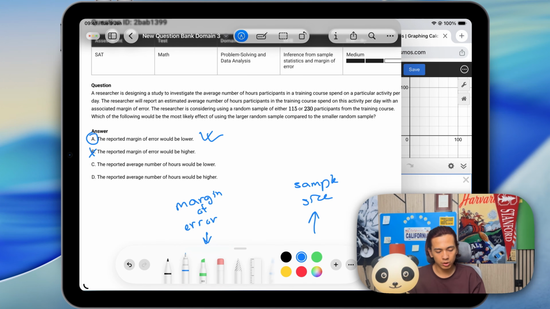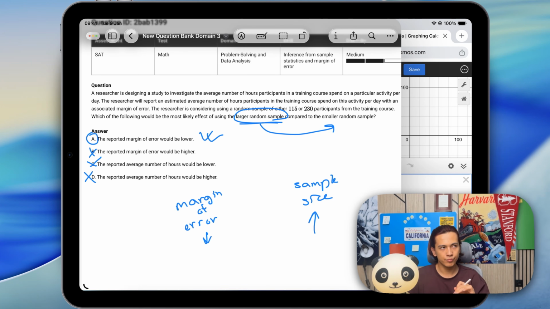B, margin of error would be larger. No. You want to talk about using a larger sample compared to a small sample. When you use a larger sample, margin of error will be smaller. Yeah, I understood. If it was opposite, then it would be option B. The reported average number of hours would be lower, or higher? No, you don't know. You don't know what the mean is going to be, not based on the sample size.